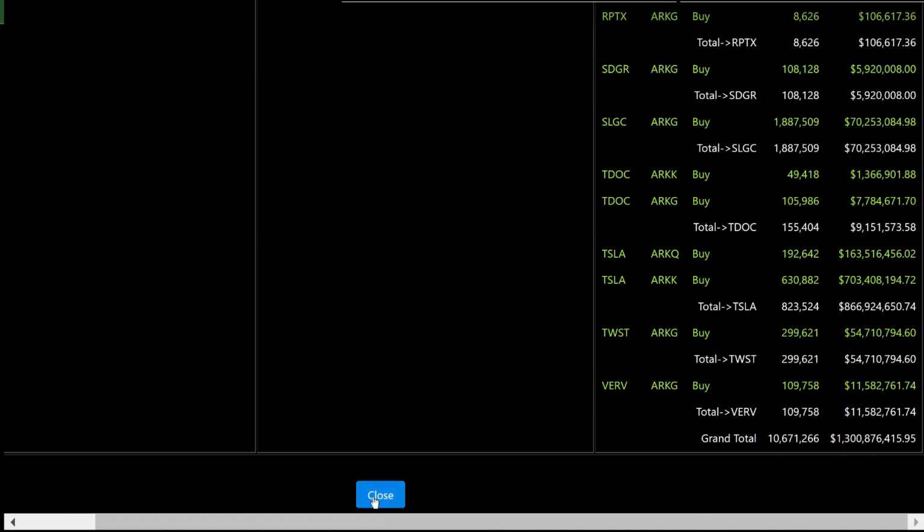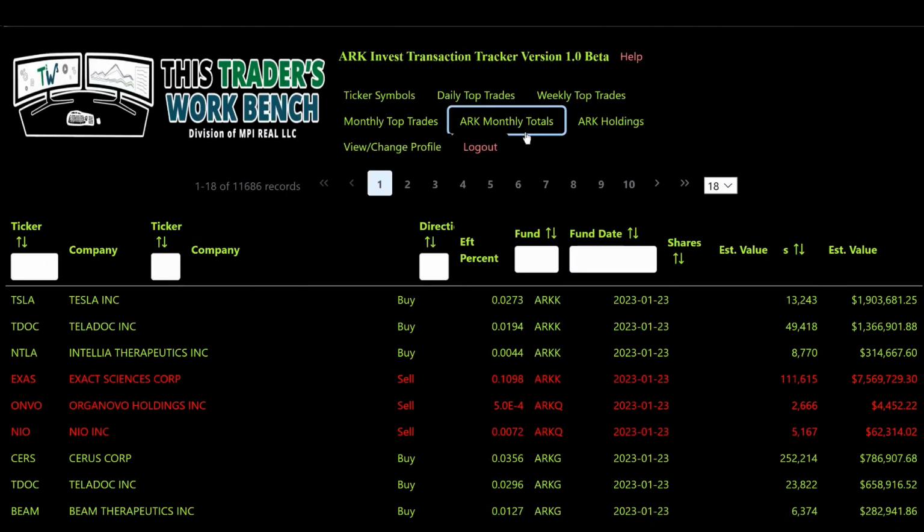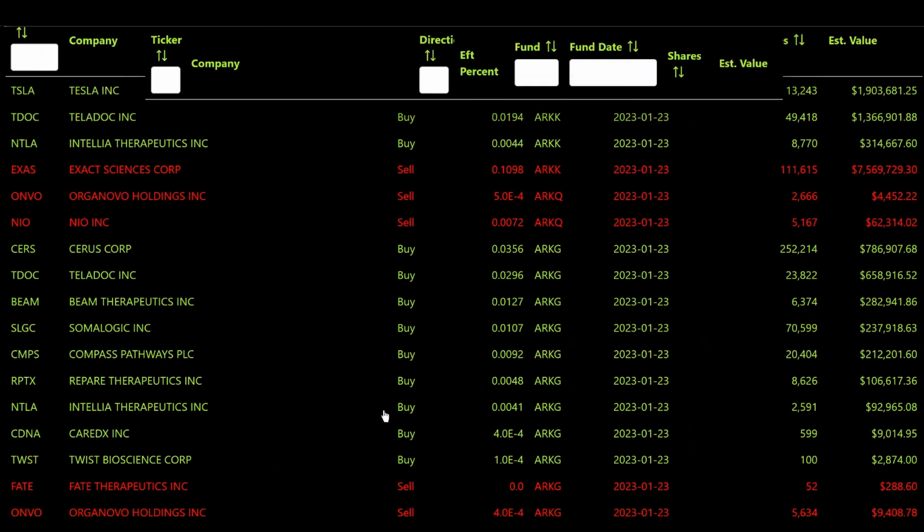We go ahead and close this, and we can also close our query screen, and it brings us right back to the main screen that we started from.